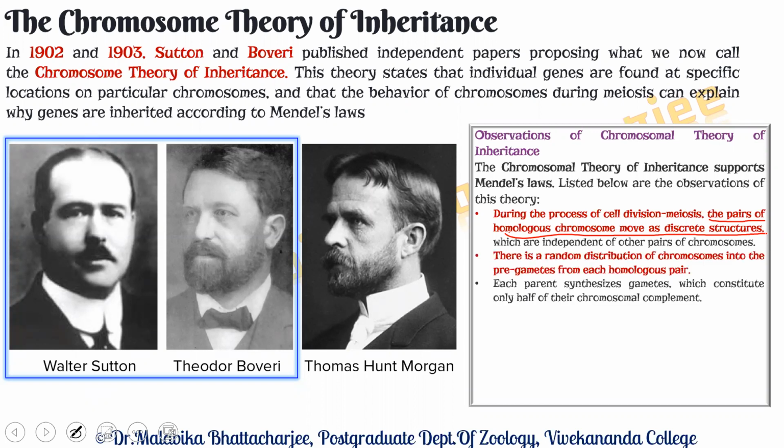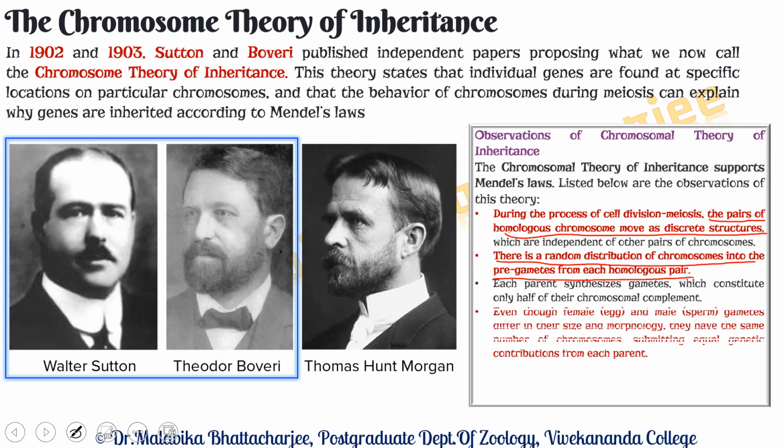The second point is that there is a random distribution of chromosomes into the pre-gametes from each homologous pair. If you remember that particular diagram, we saw that two possible combinations can be achieved, and the chromosomes were then randomly distributed into the pre-gametes, each gamete containing the gene pair. Remember, there should be an A gene and a B gene. Two A genes didn't go to one gamete. So there was an A gene and a B gene.